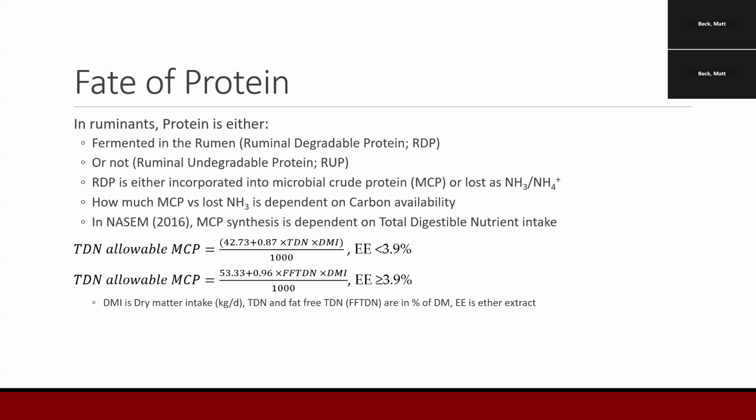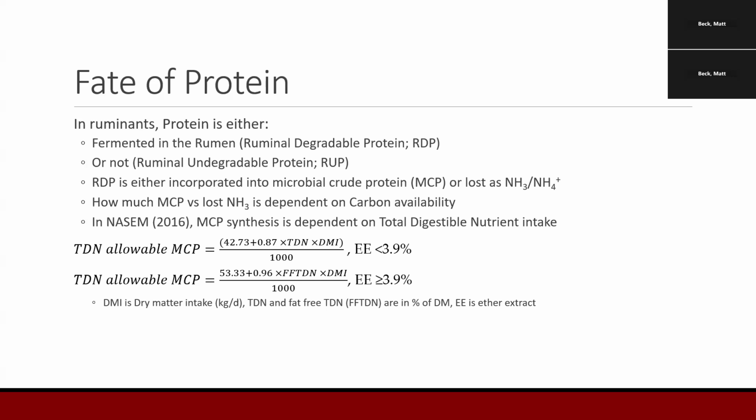Okay? So not all of that RUP will be metabolized in the small intestine. So to get to MP, we need to know a digestibility coefficient of that RUP. This is all new. Again, this is kind of an introduction. We will probably talk about this some further. So some of this protein stuff is going to be a little more information than what you need.